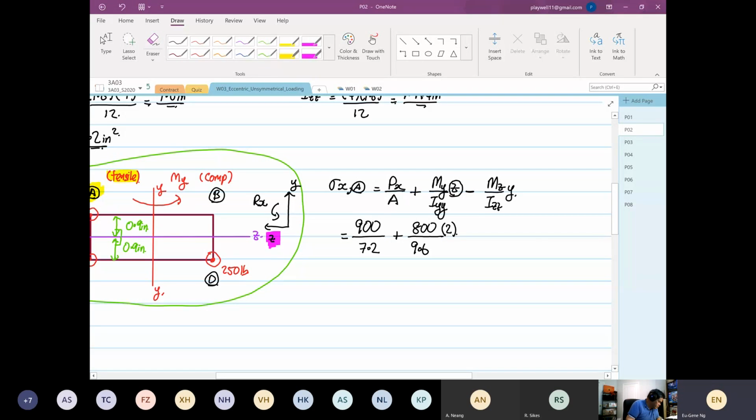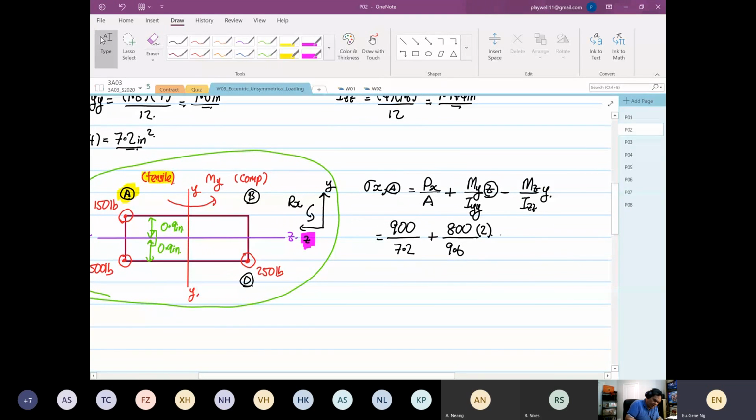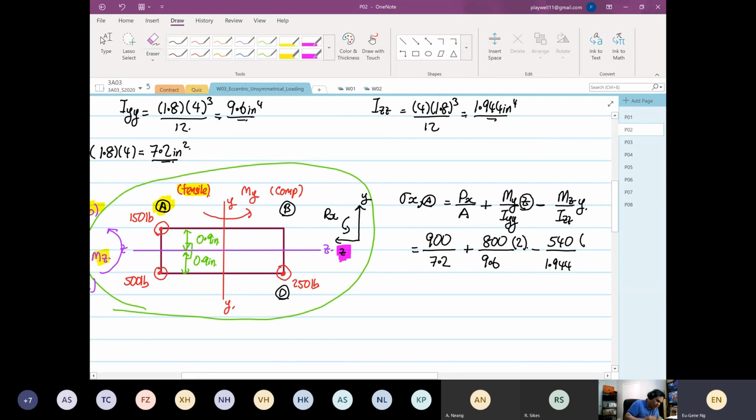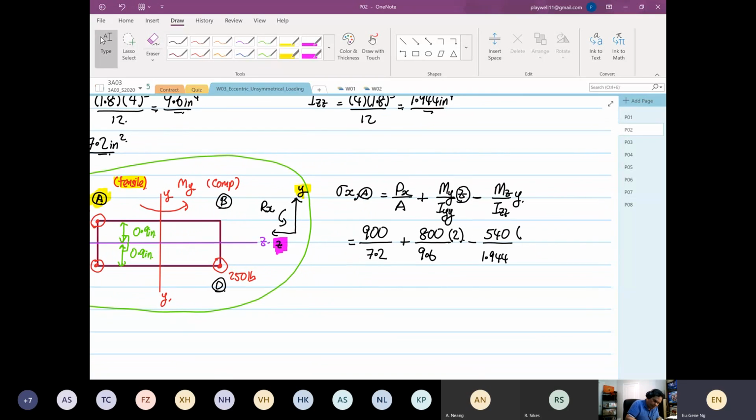Okay, so a lot of times students make a mistake like this. I also did the same way when I was undergrad, right? So I'll do it again, minus Mz. So we calculate Mz to be 540, and then divide by Izz 1.944, and then the Y distance. So you're like, where's the Y distance? So you look at Y distance, right? So Y distance is parallel to the Y axis, so it's equal to what? 0.9.